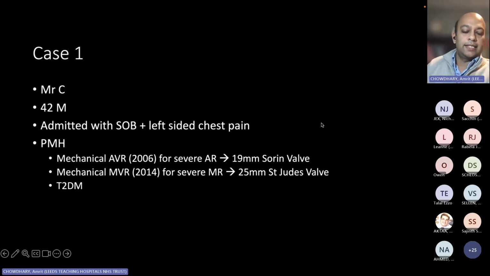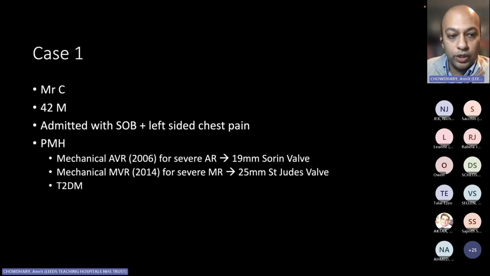The first case is a gentleman, we'll call him Mr. C, who is 42 years old. He was admitted with acute on chronic breathlessness, accompanied with musculoskeletal left-sided and non-specific chest pain. His significant past medical history included a mechanical AVR back in 2006 for severe AR, and he had a 19 millimeter Sorin valve put in.